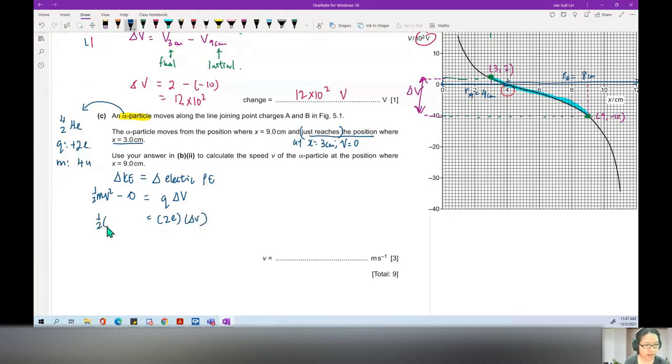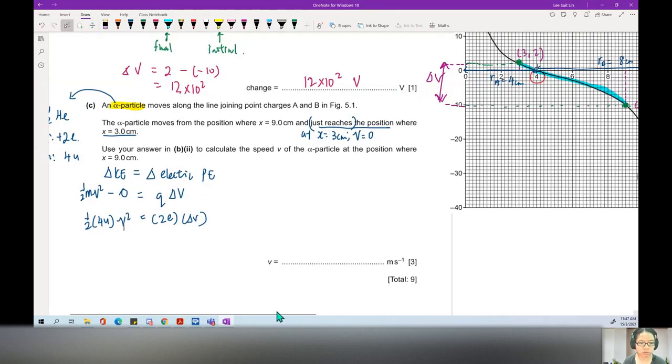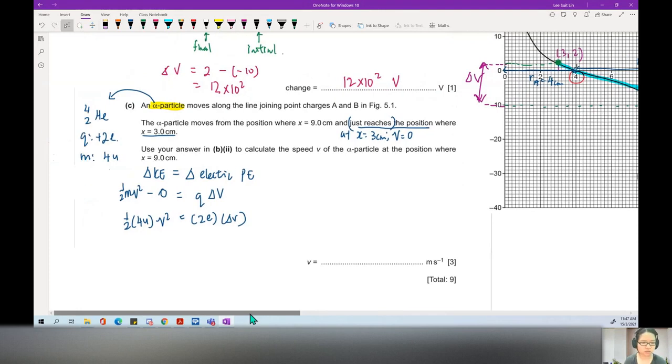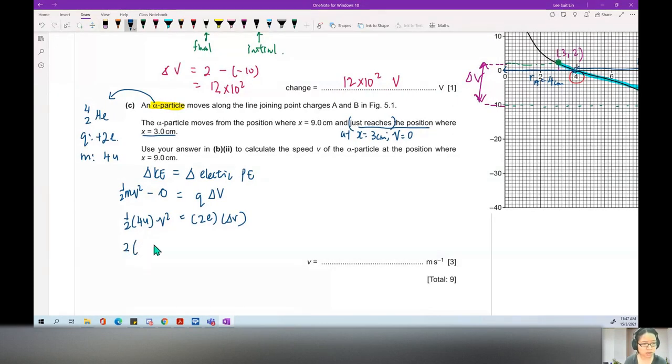And this will be half, the M is 4U V square. Okay, so I have a habit of only substituting numbers together so that I don't have to keep writing exponents. I don't like to write exponents that much. 1U is 1.66 times 10 to the power of negative 27.